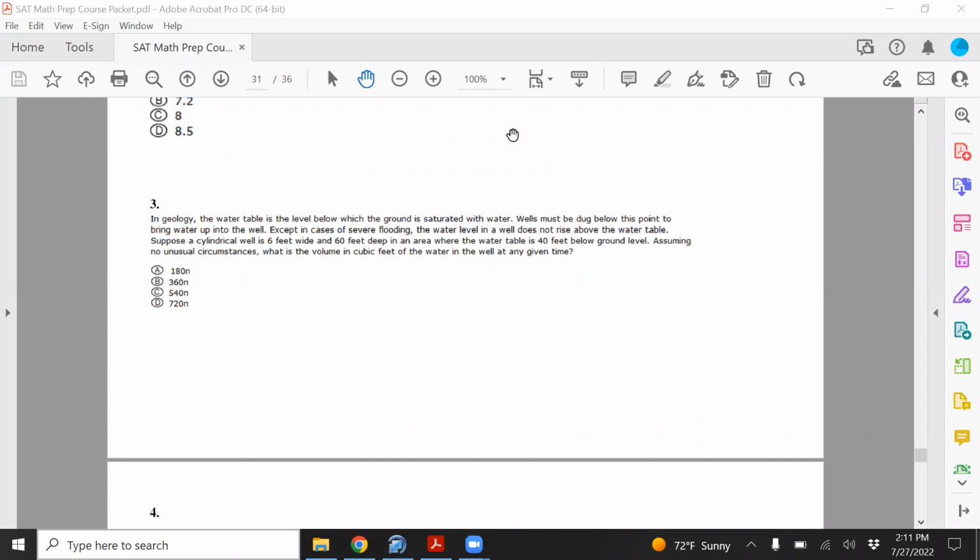This one here. Oh boy, this is a sinusoid model. I don't know if you'll see this one either. Let's see here. They say it's supposed to involve 6 feet wide, 6 feet deep in an area where the water table is 40 feet below ground level. Oh, never mind. Okay, this is something else. I think this is a sinusoidal motion of modeling, but okay.